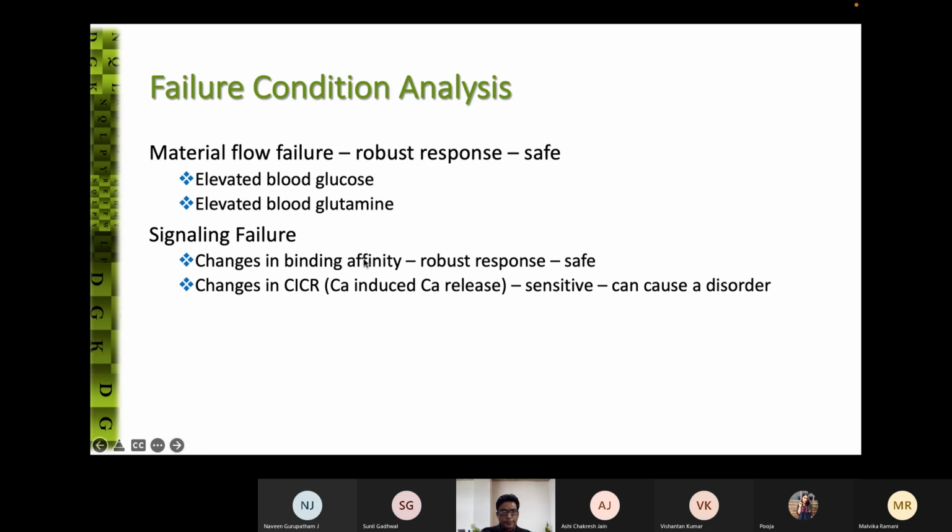You could check that out, and also you could look at, let's say, signaling failure. That means once the signal has come into place, are there changes in binding affinity? Is it robust? Is it safe? And then changes in the calcium signature. Is it sensitive? Can it cause a disorder? Those are questions you can ask once you've done the model.